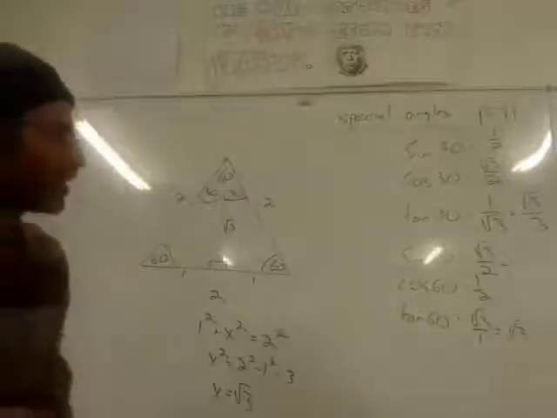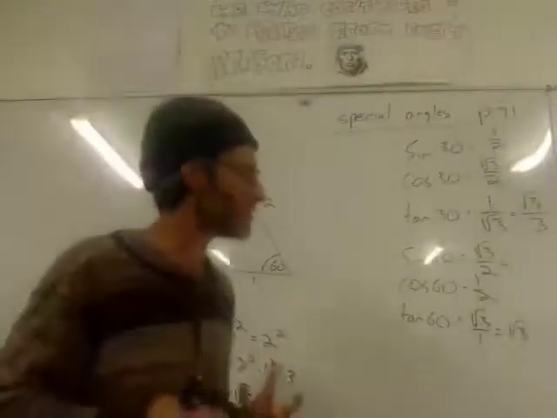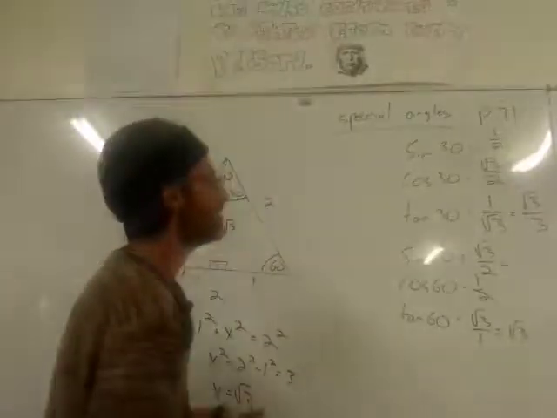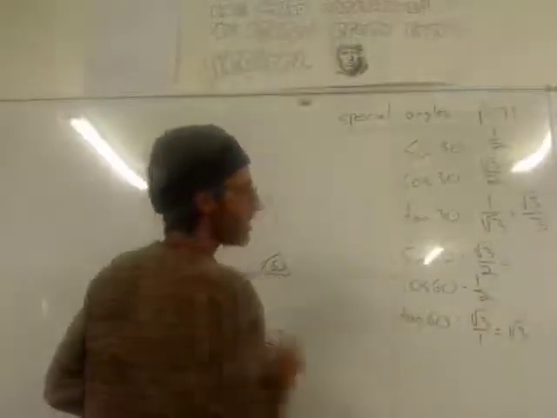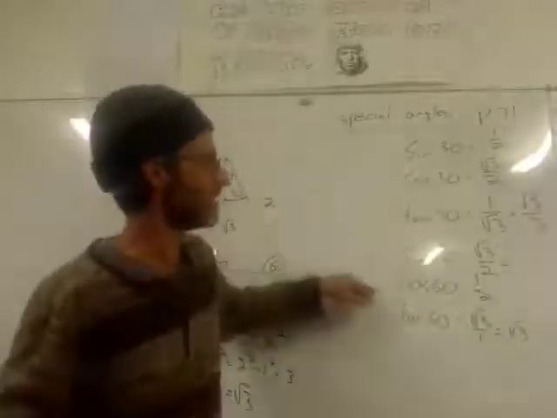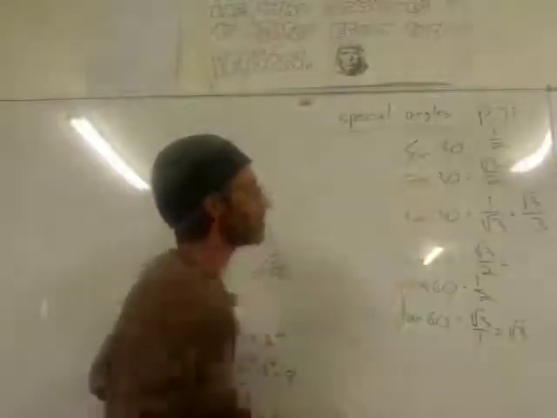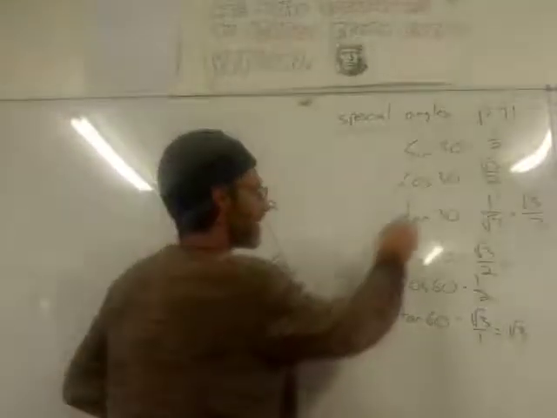Right? Now, have a look at it for a second. You can see something here, isn't it? There is a little bit of a pattern. Not pattern, symmetry. Symmetry is the right word. Look at this. Sine 30 is the same as cosine 60. You see that? Half, half. Cosine 30 is equal to sine 60. Alright? And tan 30 is equal to tan 60.